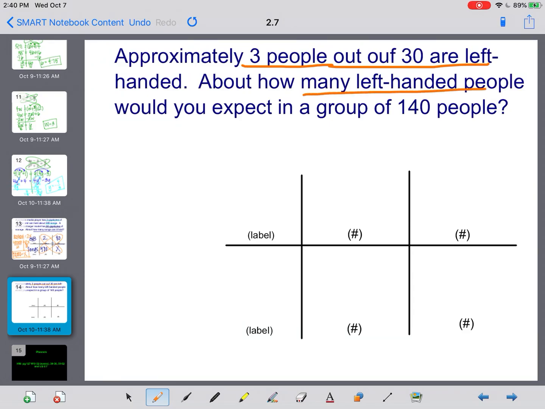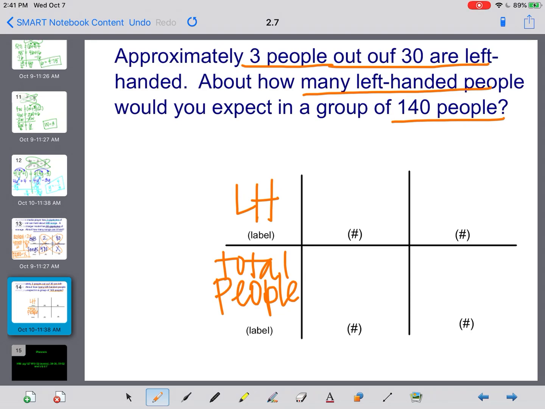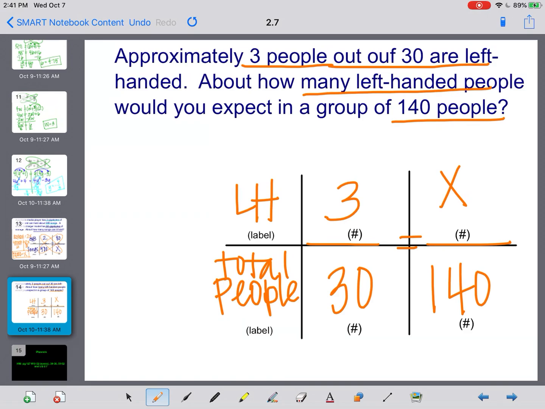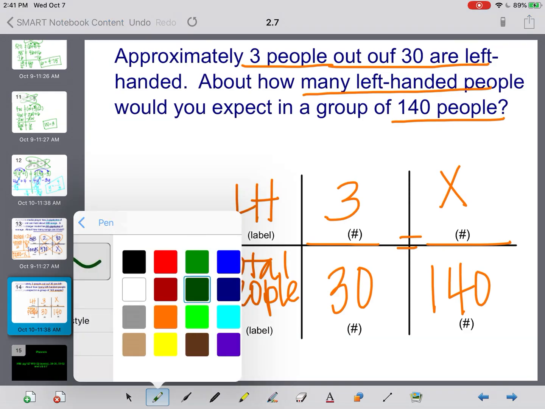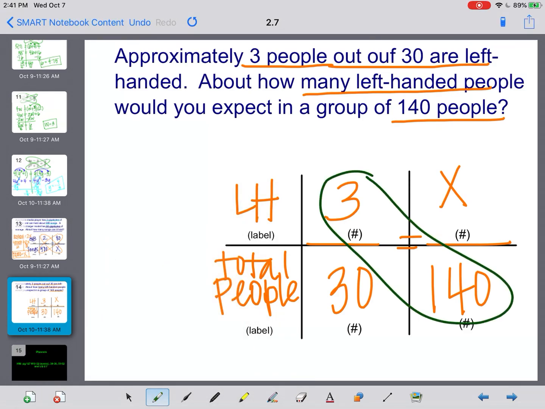Okay, approximately 3 people out of 30 are left-handed. About how many left-handed people would you expect in a group of 140 people? Okay, so our labels on this one are people that are left-handed and total people. All right, so that first situation said that there was 30 total people and 3 of them were left-handed. The second situation said there's 140 people and they want to know how many would be left-handed.